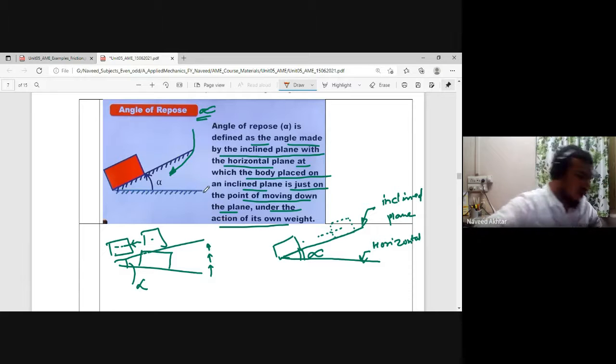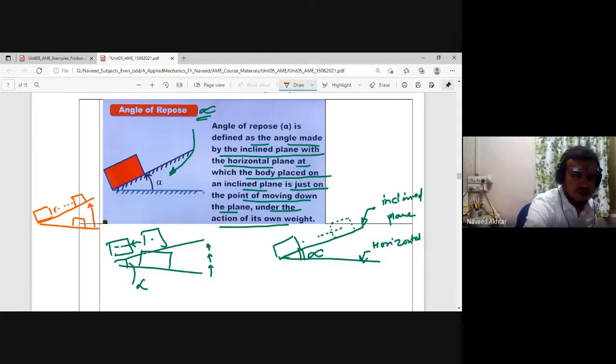तो हम कोई भी बॉडी को अगर हम इंक्लाइन हॉरिजॉन्टल प्लेन पर रखते हैं, some body is there, and then we lift the plane to some inclination, and the body is on the verge of moving, and that is called as the angle of repose. So this alpha here is nothing but your angle of repose.